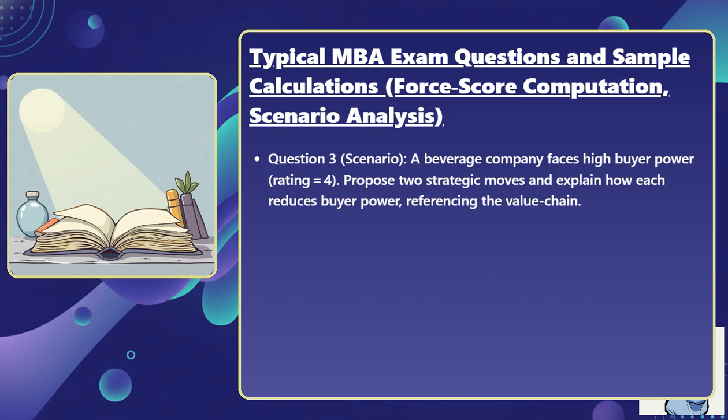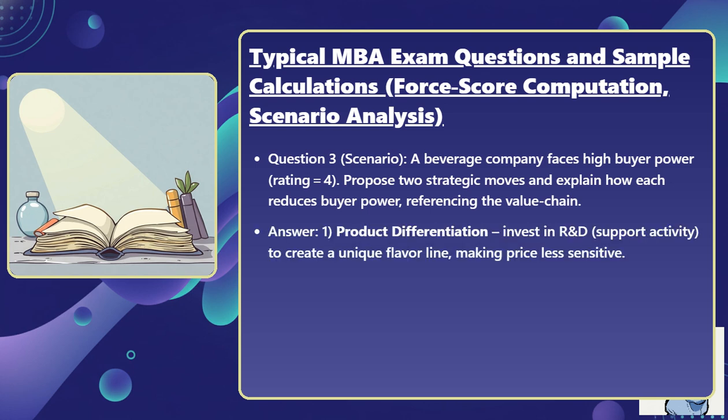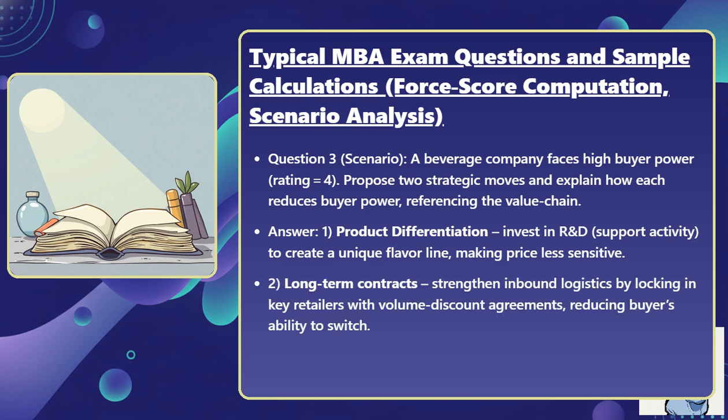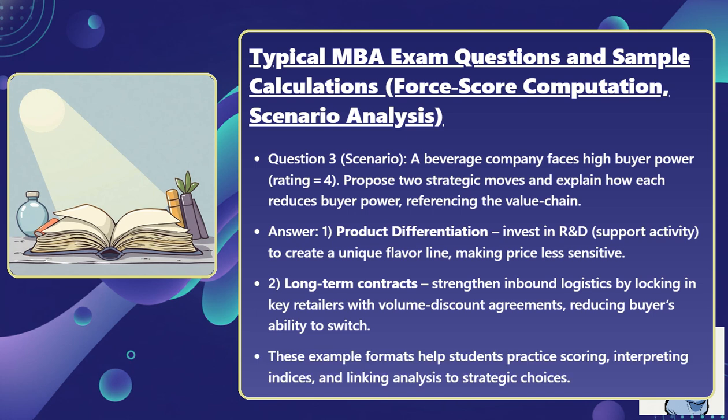Question 3: Scenario: a beverage company faces high buyer power, rating equals 4. Propose 2 strategic moves and explain how each reduces buyer power, referencing the value chain. Answer 1: product differentiation – invest in research and development, a support activity, to create a unique flavor line, making price less sensitive. Answer 2: long-term contracts – strengthen inbound logistics by locking in key retailers with volume discount agreements, reducing buyers' ability to switch. These example formats help students practice scoring, interpreting indices, and linking analysis to strategic choices.